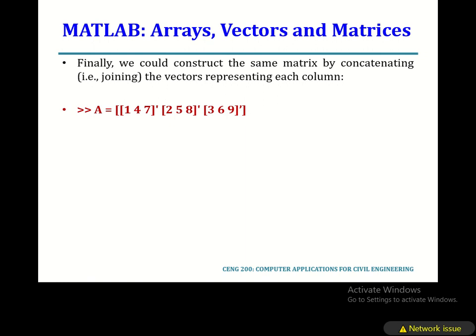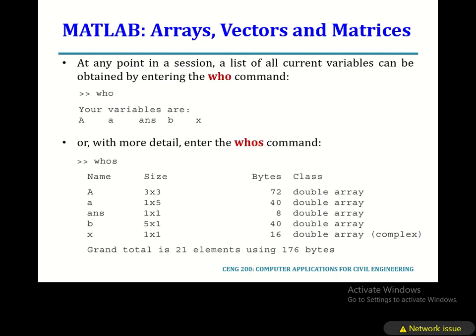So the first column will be the transpose of 147. Okay. The second column will be the transpose of 258 and so on. Okay. If you want to see the variables which you have already created in the program, you can use the who command. Okay. So if you type who and enter, it will show you whatever variables you have created.